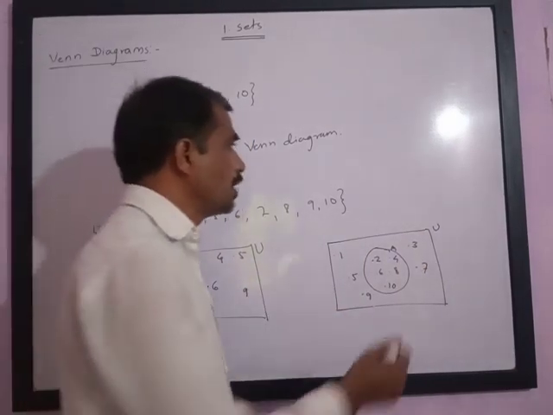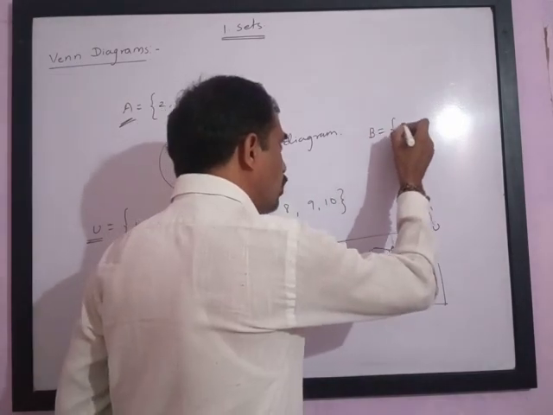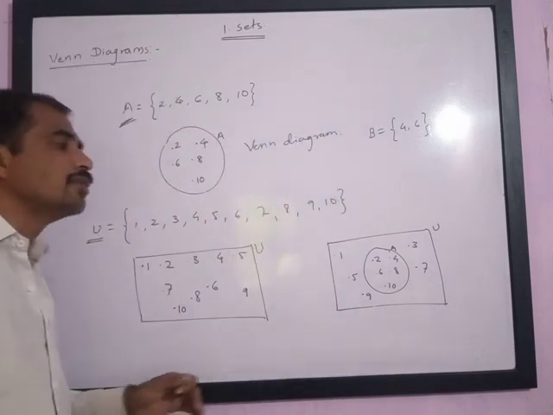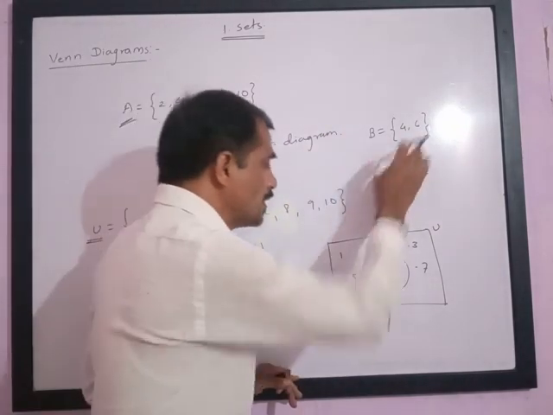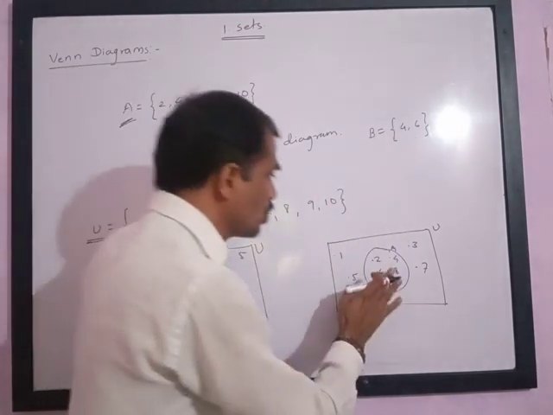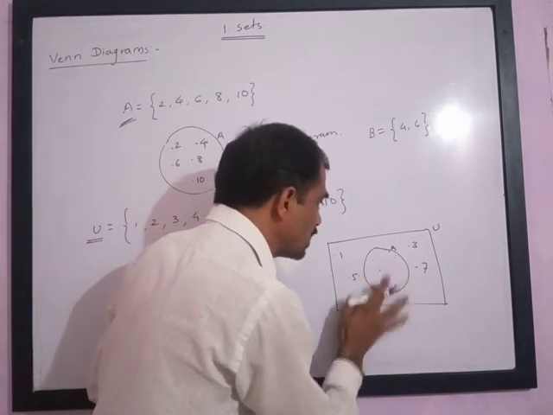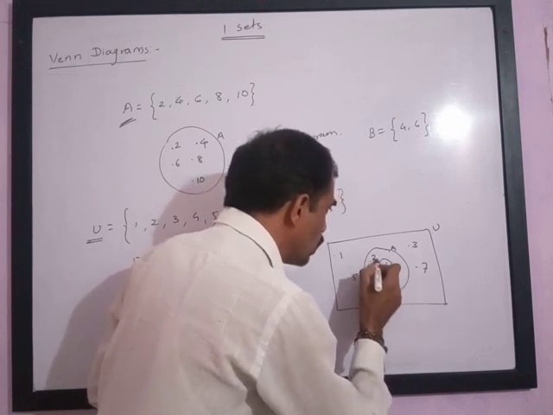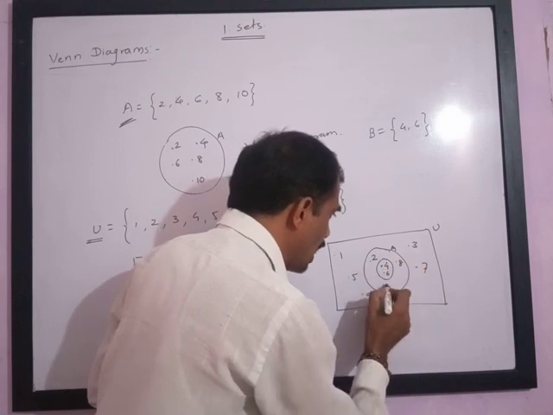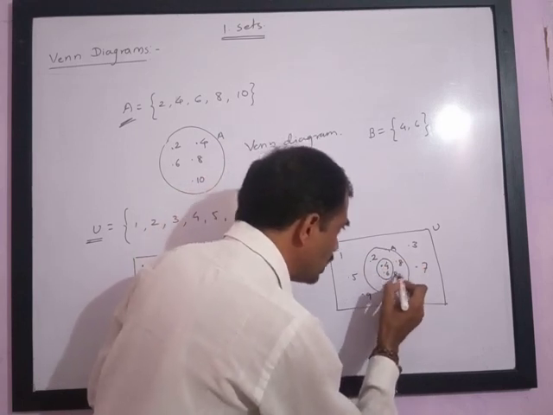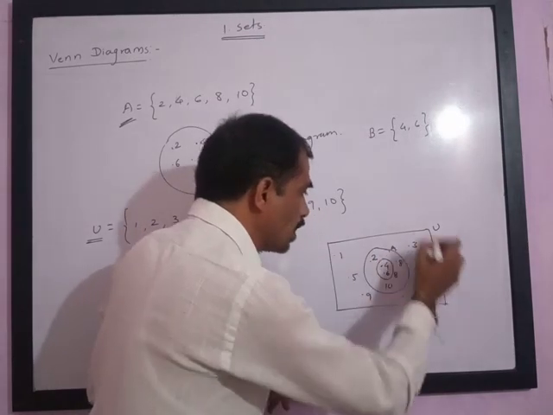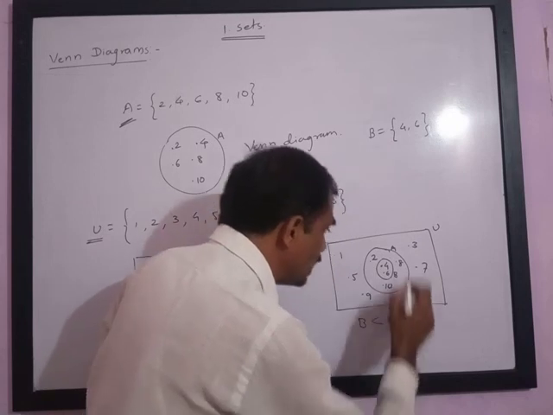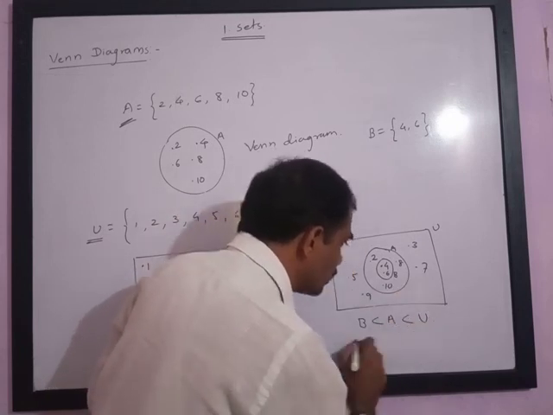If there is another set B, a set of 4 and 6, and these three sets are to be represented using a single Venn diagram, please note that 4 and 6 is a subset of set A. So it means 4 and 6 exist inside this. So this is 4, 6, 2, 8 and 10. Inside is set B, outside it is A, and the total is the universal set. Please note here B is a subset of A and A is a subset of the universal set.